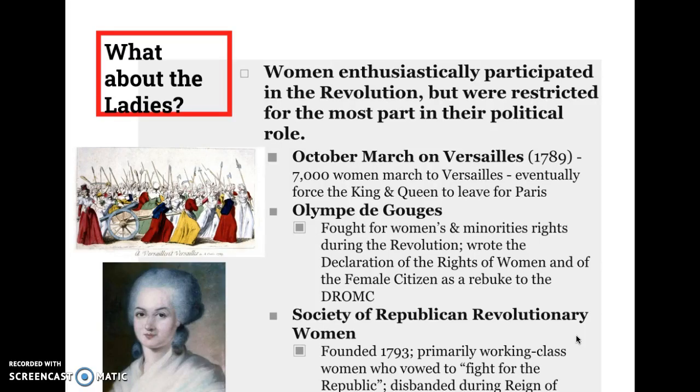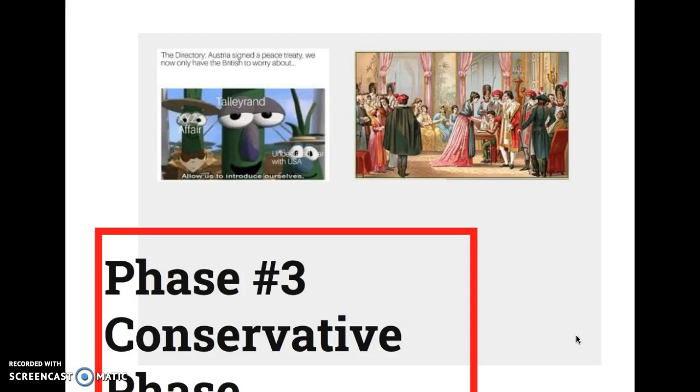Women did enthusiastically participate in the revolution. Of course, they don't really get any political leadership as a result of this. Major female events were the October March on Versailles, where 7,000 women marched on Versailles to bring King Louis and Marie Antoinette to Paris. Olympe de Gouges, of course, we learned about in our Enlightenment circle, so I'm going to skip her. And then the Society of Republican Revolutionary Women was a group of working class women who vowed to fight for the Republic, but they're disbanded during the Reign of Terror because Robespierre feels them as a threat. Whatever.